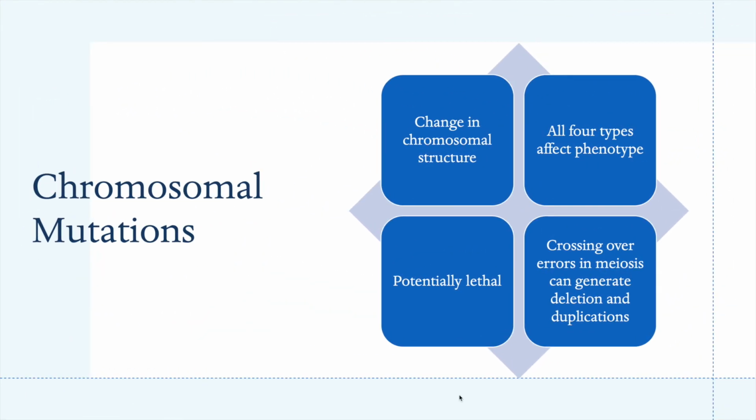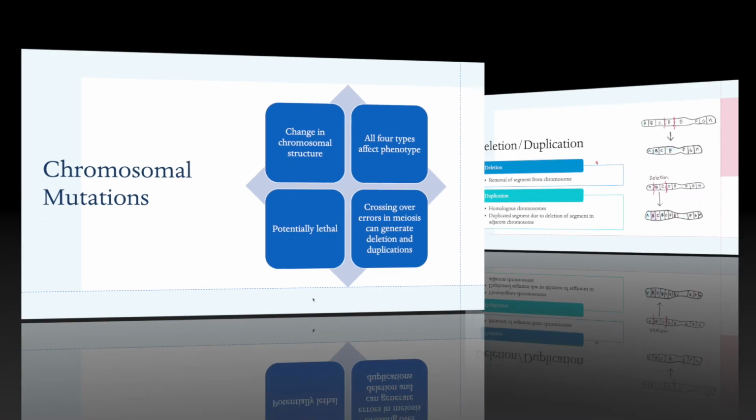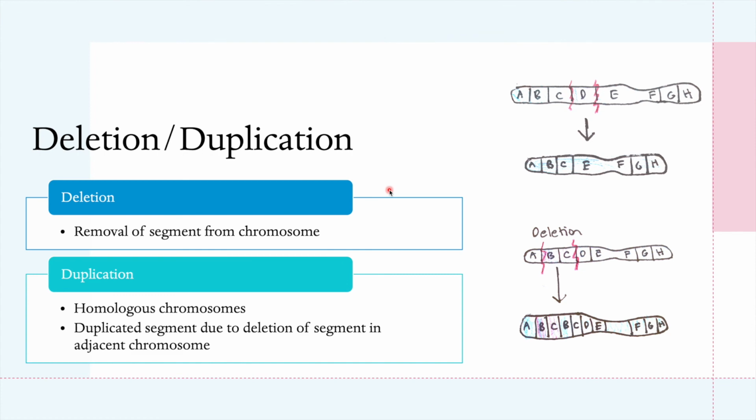Chromosomal mutations are changes in chromosome structure. All 4 types affect phenotypic expression. These are potentially lethal. Crossing over errors can lead to deletions and duplications because DNA is not exchanged reciprocally. Deletion involves the removal of a chromosome segment.